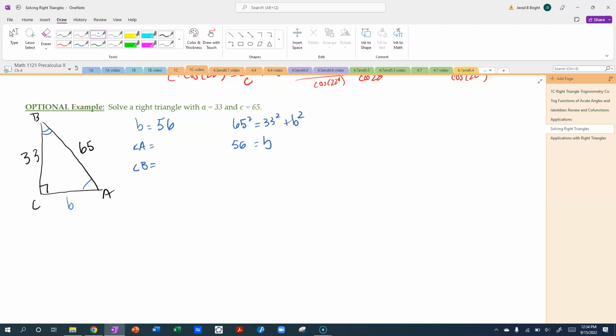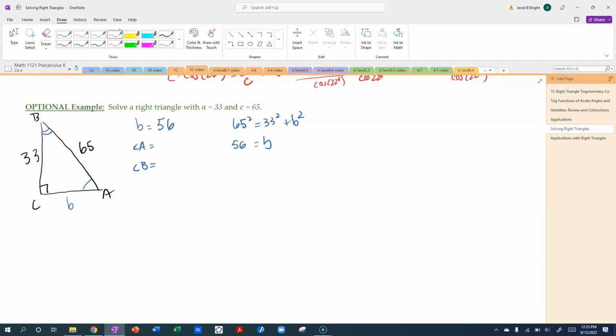Okay, now I need to find the angles, right? How do I do that? Well, we're going to have to actually use inverse trigonometric functions, which is why this example is optional, because we haven't really talked about it. I just wanted to include something a little bit for fun and to show you what's coming up.